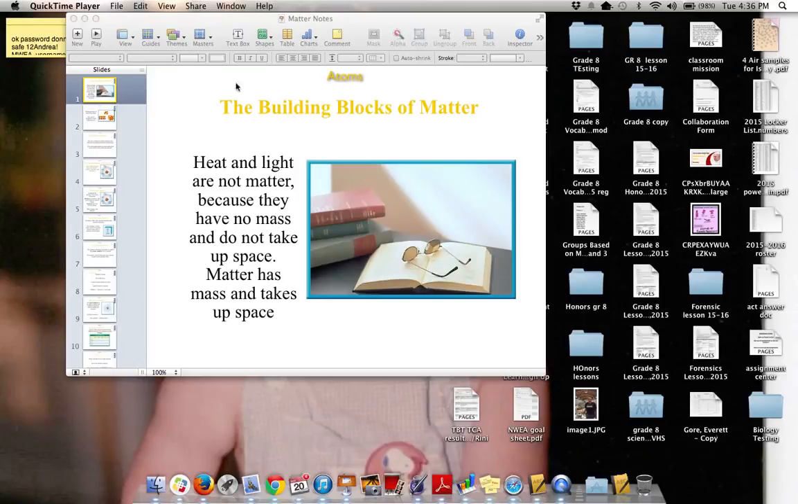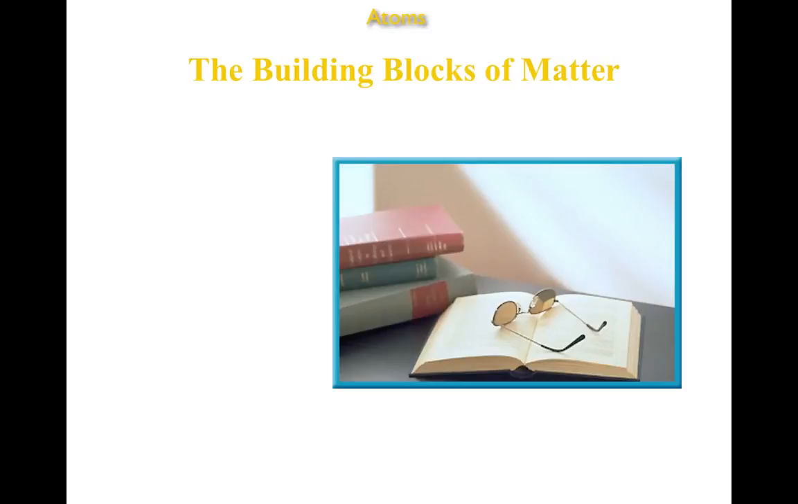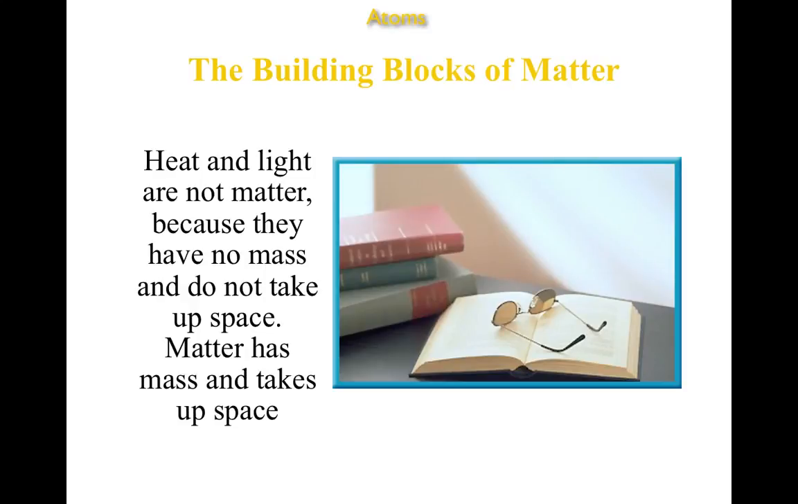Take a look at our matter notes. Now, matter is something that takes up space. It has to have mass and it has to take up space. So things like heat and light are not matter because they don't have any mass and they do not take up any space.